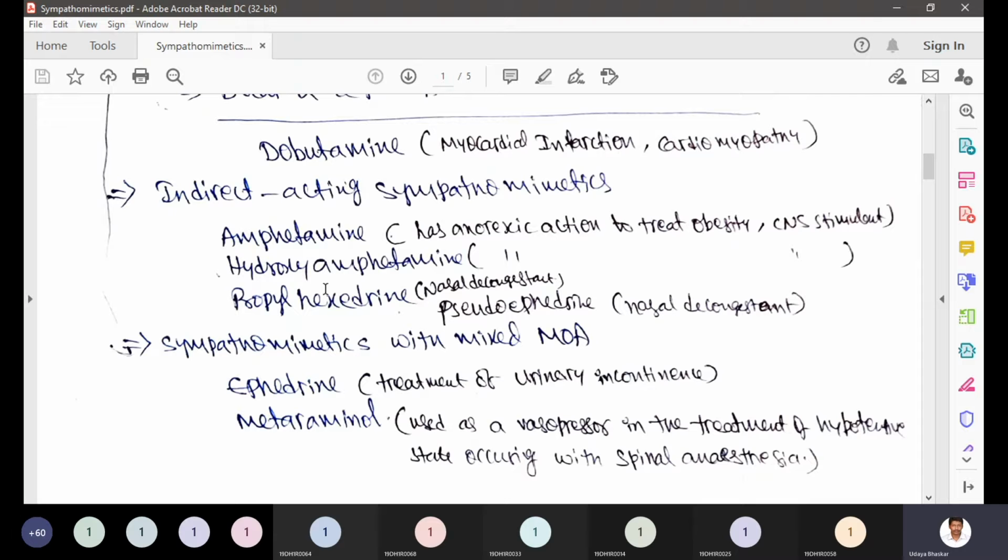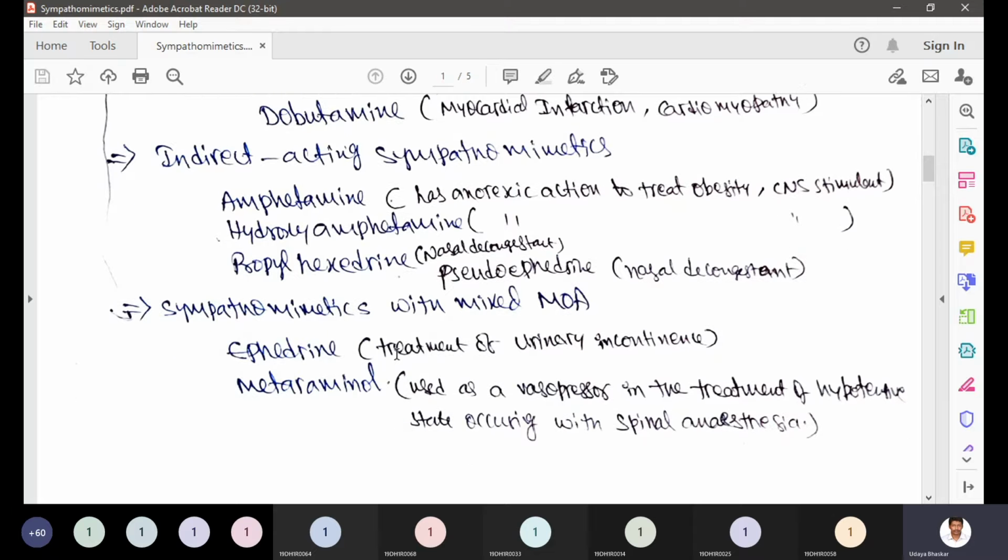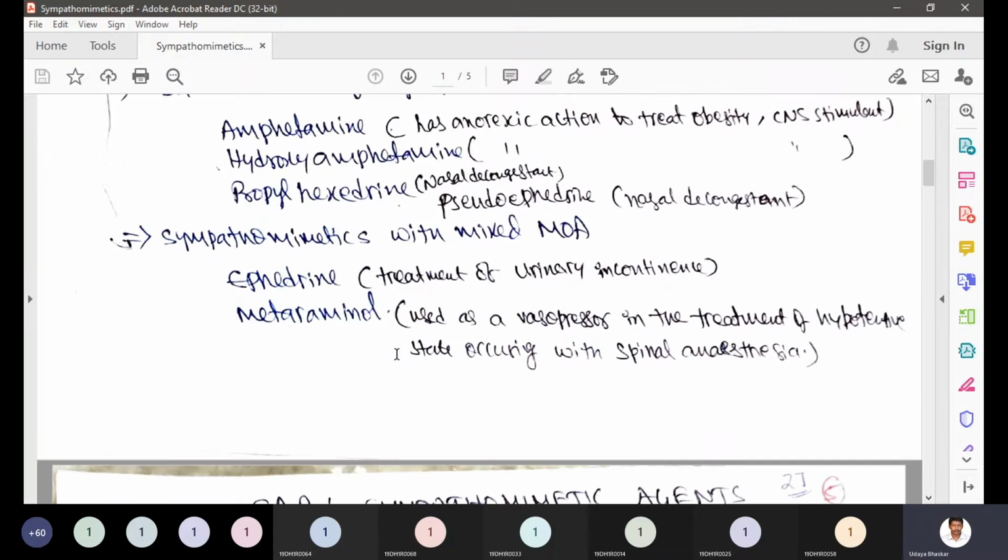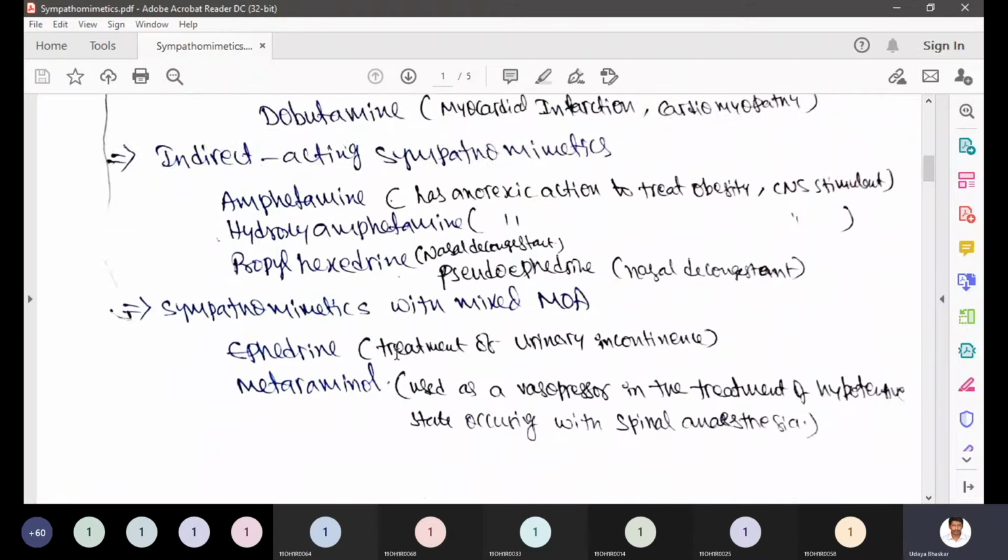And the third main category of the sympathomimetic drugs is sympathomimetics with mixed mechanism of action. The examples are ephedrine and metaraminol. Ephedrine is used for the treatment of urinary incontinence, and metaraminol is used as a vasopressor in the treatment of hypotensive state occurring with spinal anesthesia. That means when spinal anesthesia is used, if by chance hypotension occurs, then they use metaraminol to treat that condition. Okay, so this is the classification.